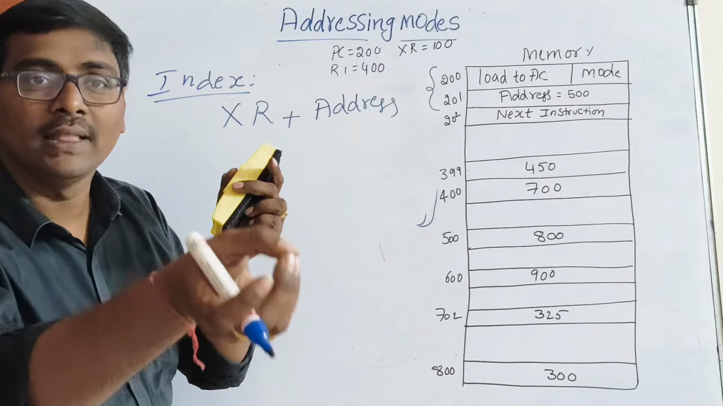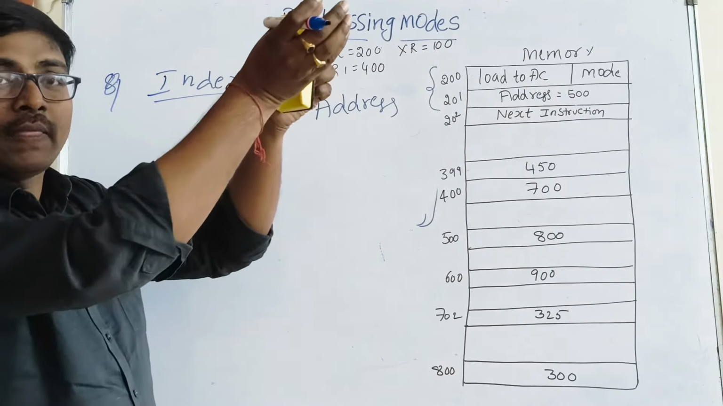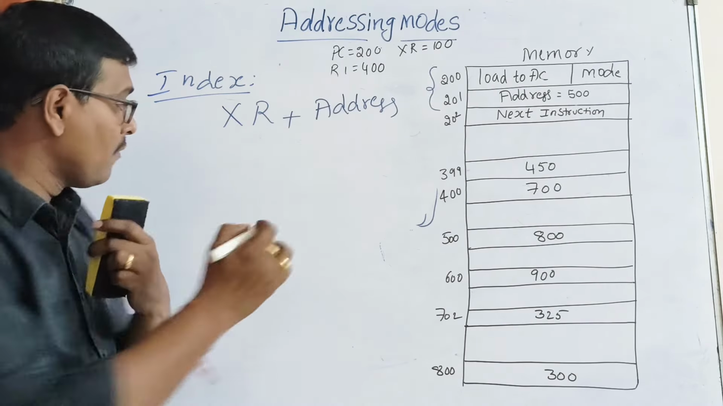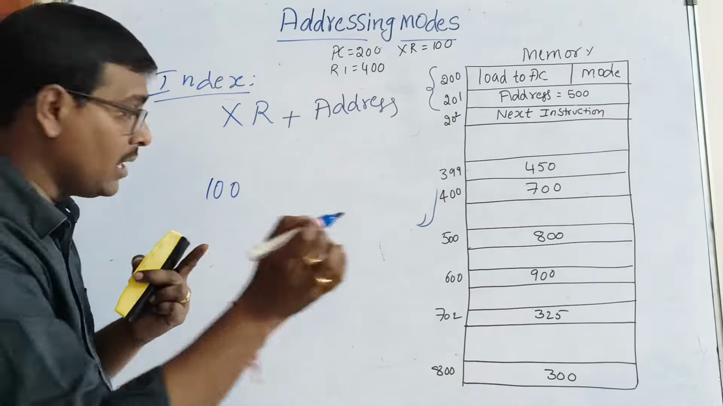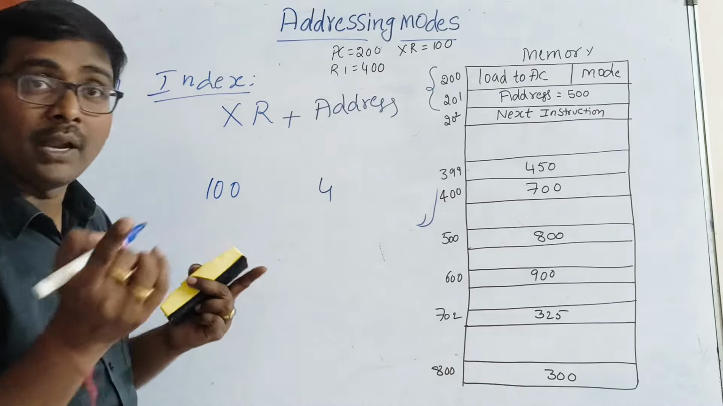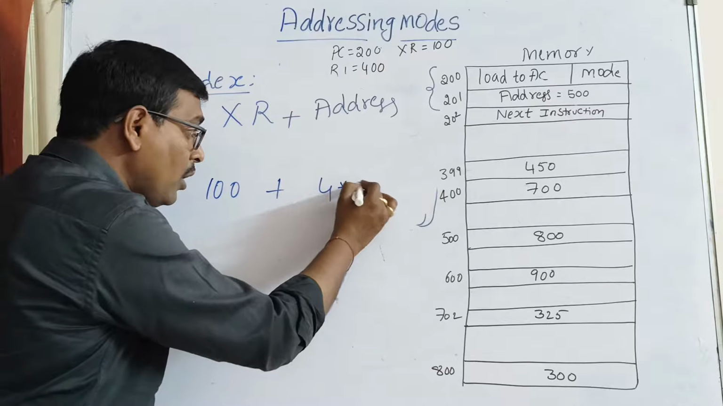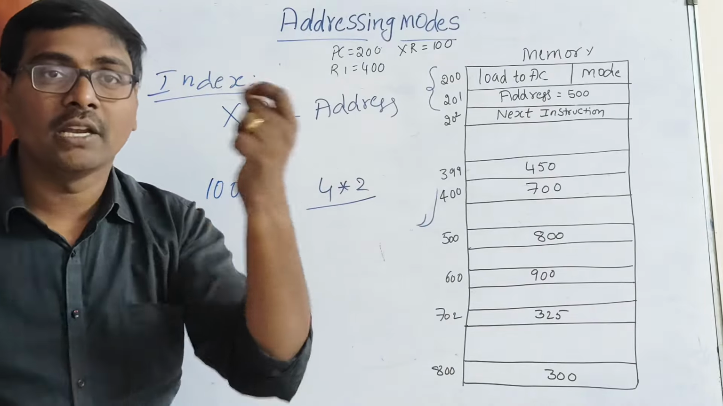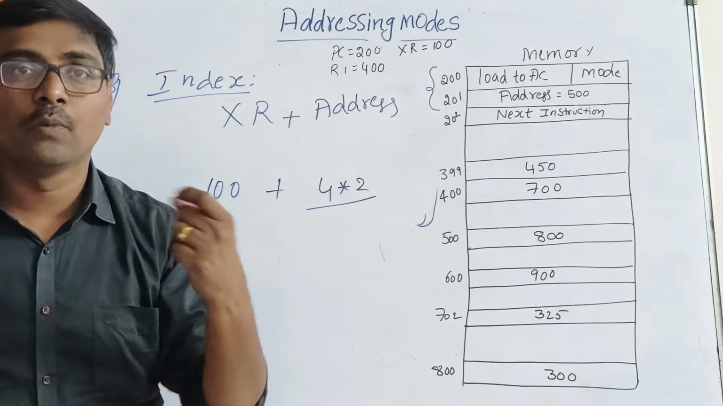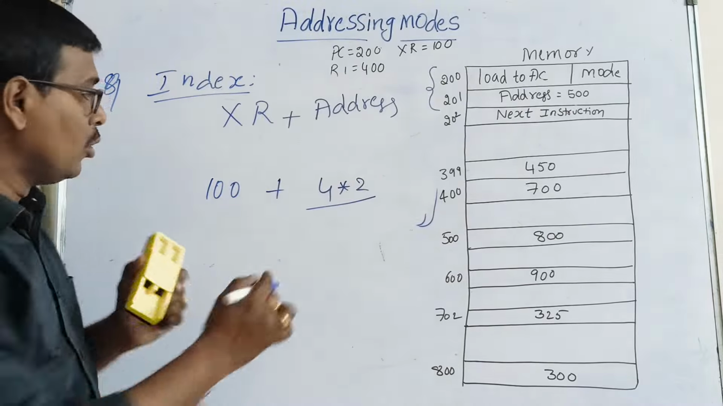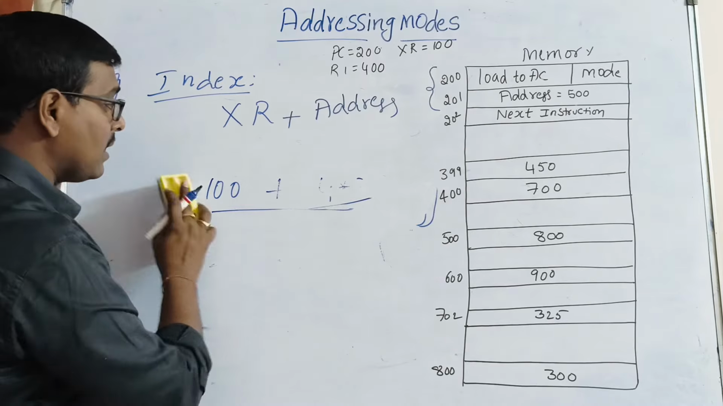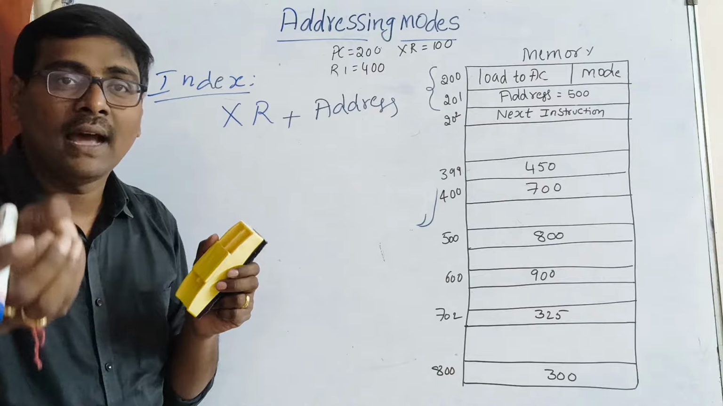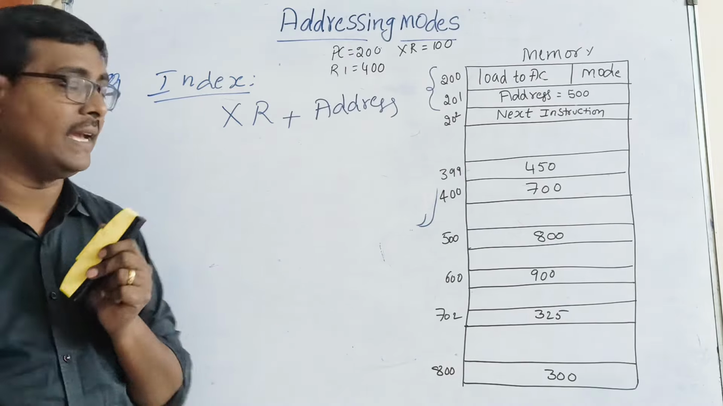If you want to move to the 10th element, how? Directly the base address plus 10. If you know arrays, for example, my base address is 100. If you want to get the fourth element, how? 100 plus 4 into some scaling factor. What is the scaling factor? If it is an integer, into 2 bytes. If it is a float, into 4 bytes. If it is a character, into 1 byte, to get the exact address. So index addressing mode is used in arrays to get the address of the specified index.